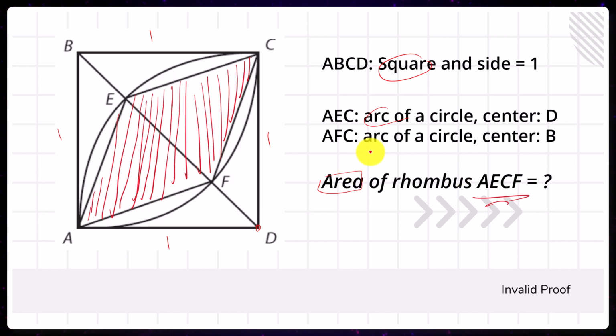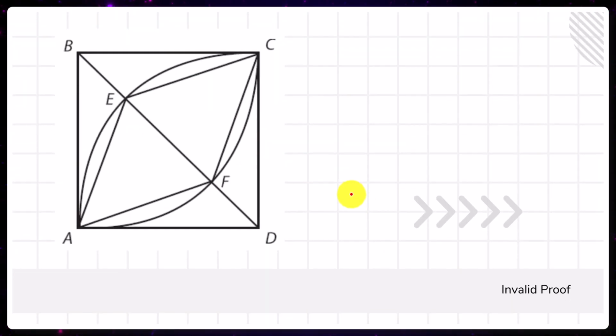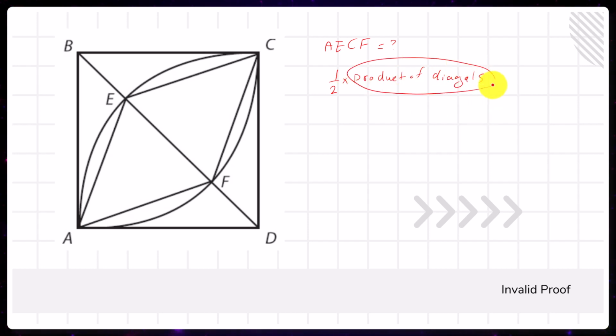All right, let's go to the solution. So what we want here is the area of this rhombus AECF. But how do we calculate the area of a rhombus? It's half of the product of its diagonals, right? So what we need is to find the length of its diagonals.